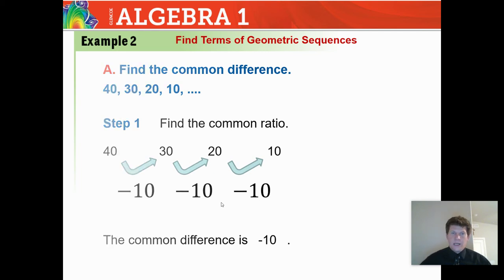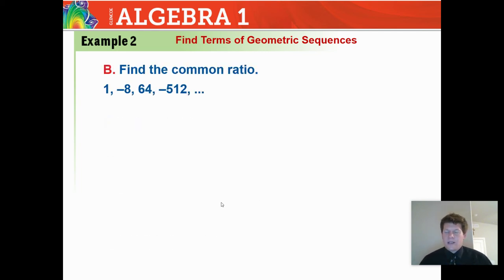One more to go. Looking at another sequence. This time, let's find the common ratio. Common ratio gives us a hint that it's geometric, meaning we're either multiplying or dividing to get to the next number. So this sequence, I have 1, negative 8, 64, negative 512.